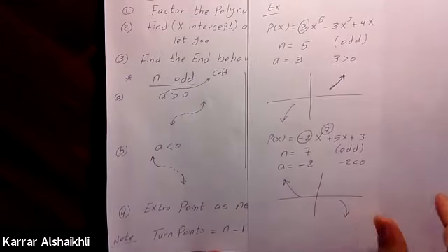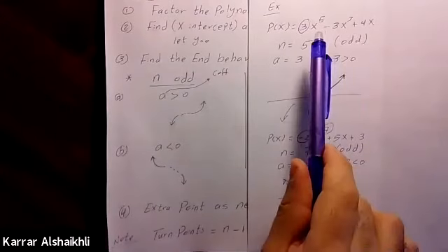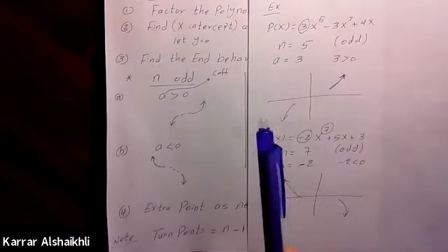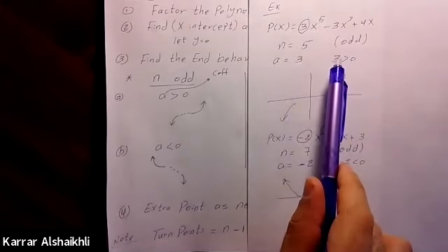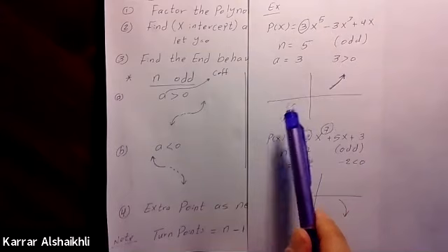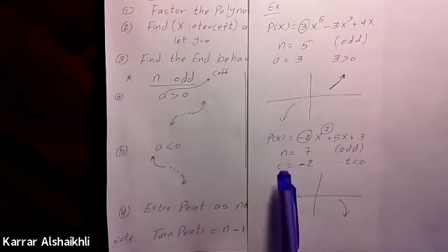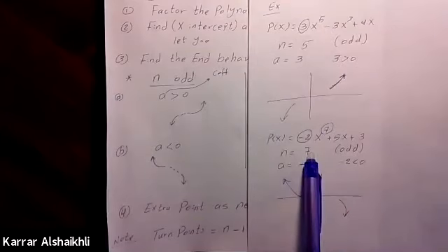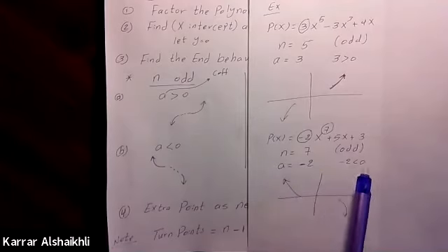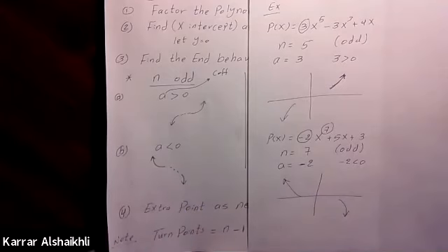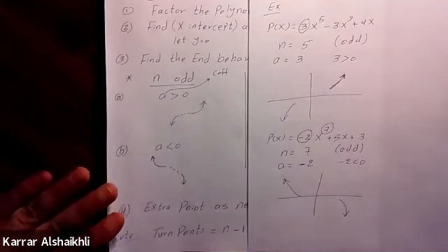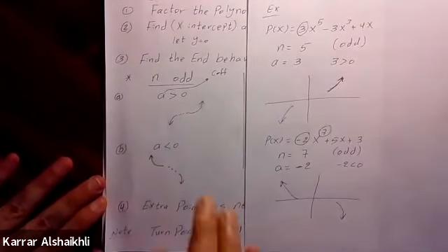So this is the end behavior when n is an odd number and the coefficient a is positive, greater than 0; the end behaviors look like this. When n is an odd number also, but the coefficient a is negative 2, which is less than 0, the end behavior is going to be like this, exactly like that. Sometimes when you're doing the homework, they're going to ask you only about the end behavior. So this is the first part here.